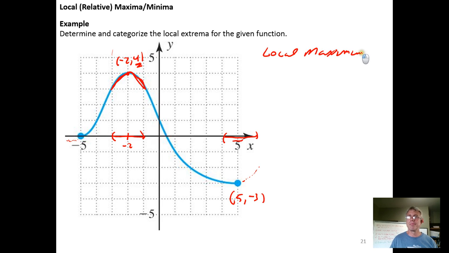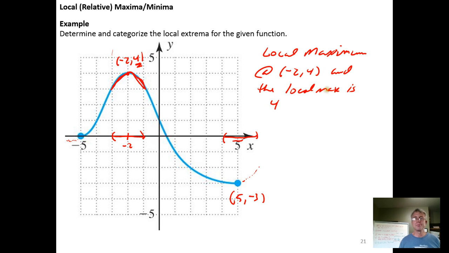There's a local maximum at, the location is at -2, 4, and the local max is 4. So again, discriminating between the location of the maximum and the maximum itself, which is the output value, right? This one, there is no local minimum, and it's okay for a local minimum or local maximum to not exist. They don't always exist.